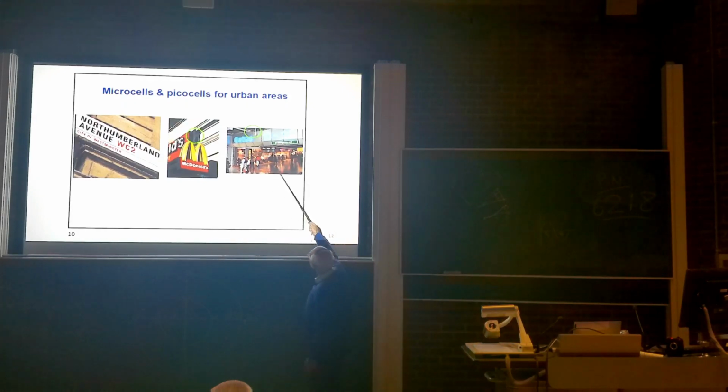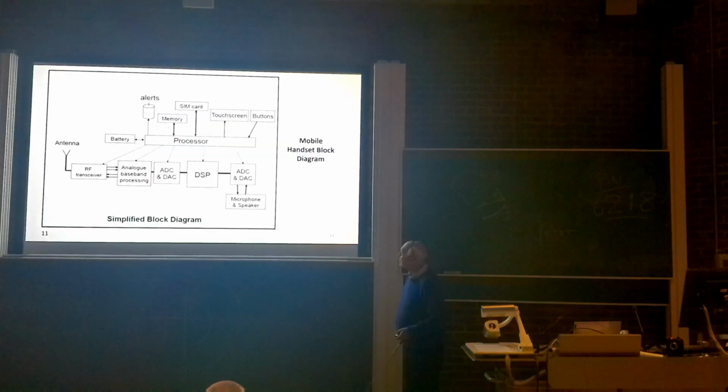Here's another one in, I don't know which station, Euston Station or somewhere. There's one hidden away inside, because inside a large building you don't get a very good signal, but in a large building like that, you've got lots of people, so you've got to have some sort of micro cell inside there to do the trick.